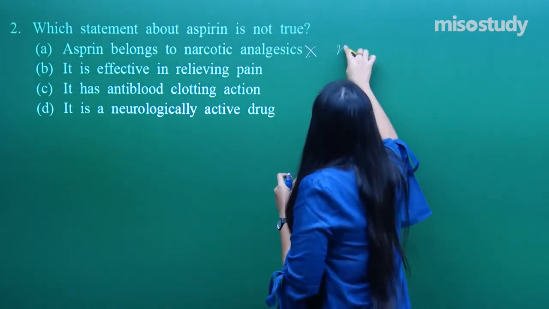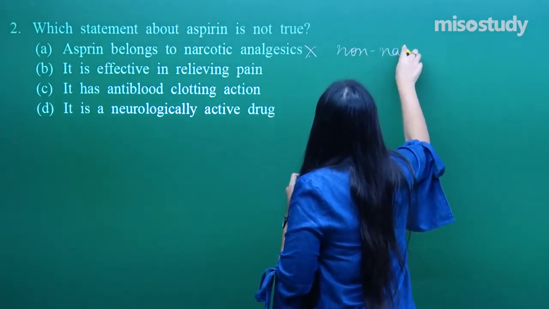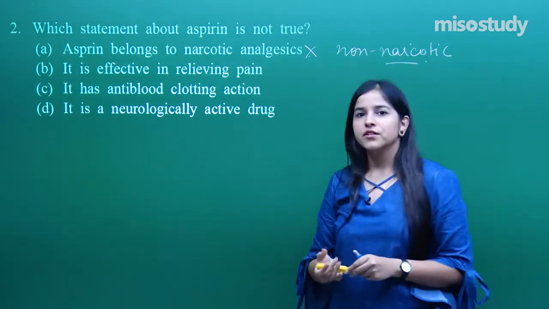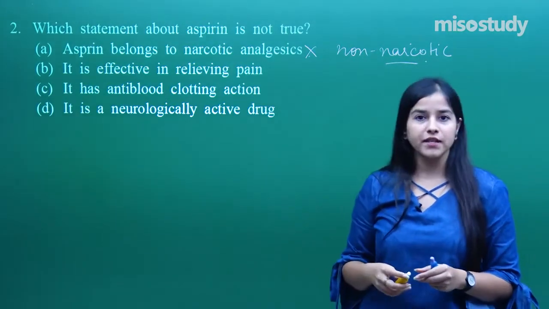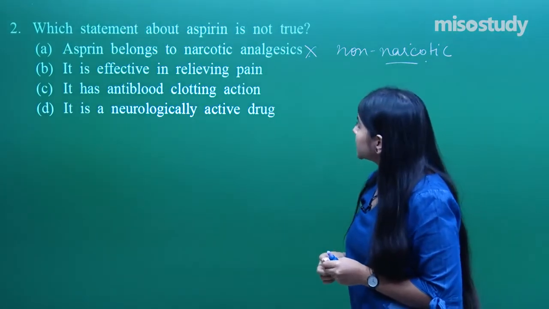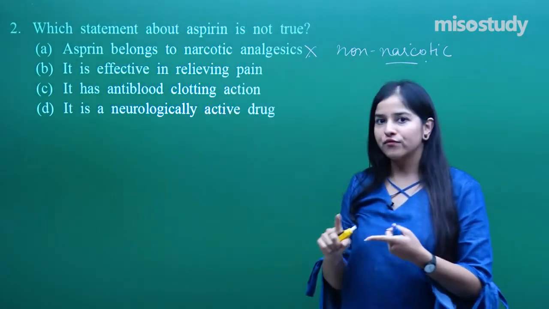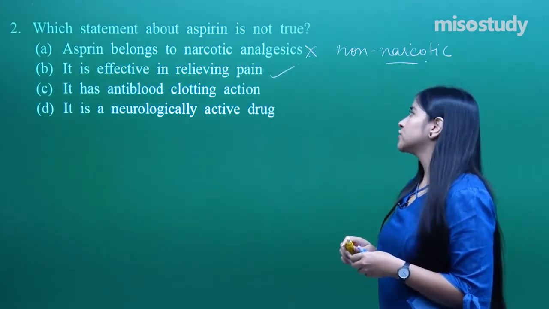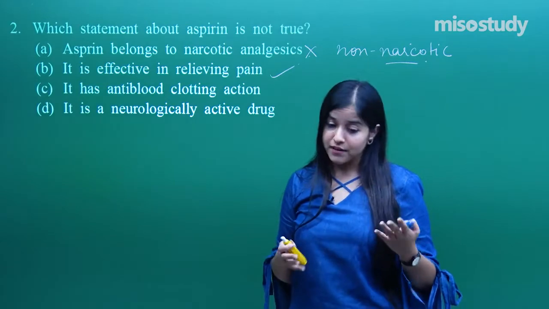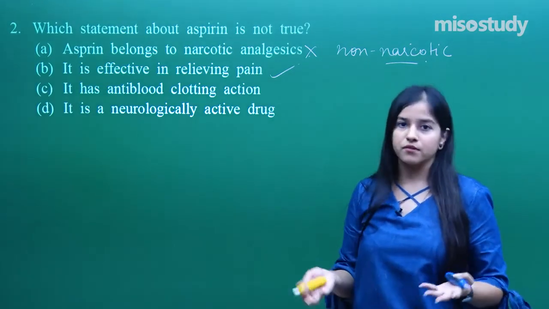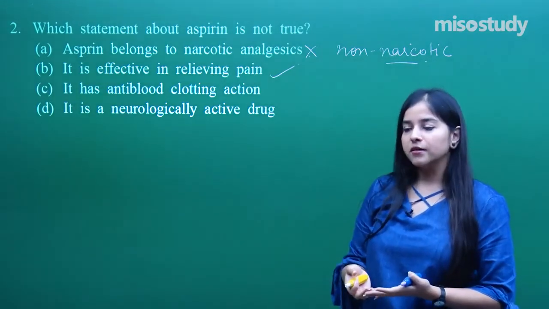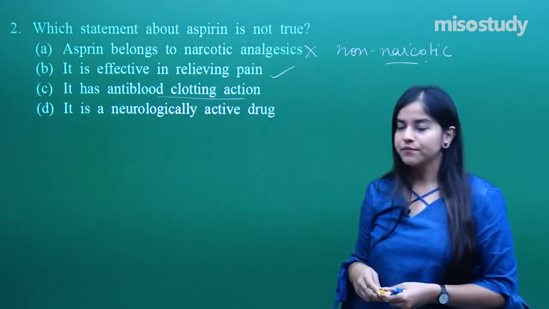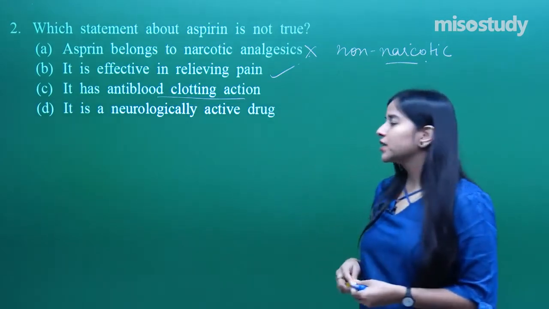Aspirin belongs to the non-narcotic family. That means it does not create dizziness, drowsiness and so on. And it is effective in relieving pain. Obviously it is a painkiller, and very effective. It has anti-blood clotting action. Yes, aspirin is basically a wonder medicine. It has so many uses. Anti-clotting is another of them. And it is a neurologically active drug.